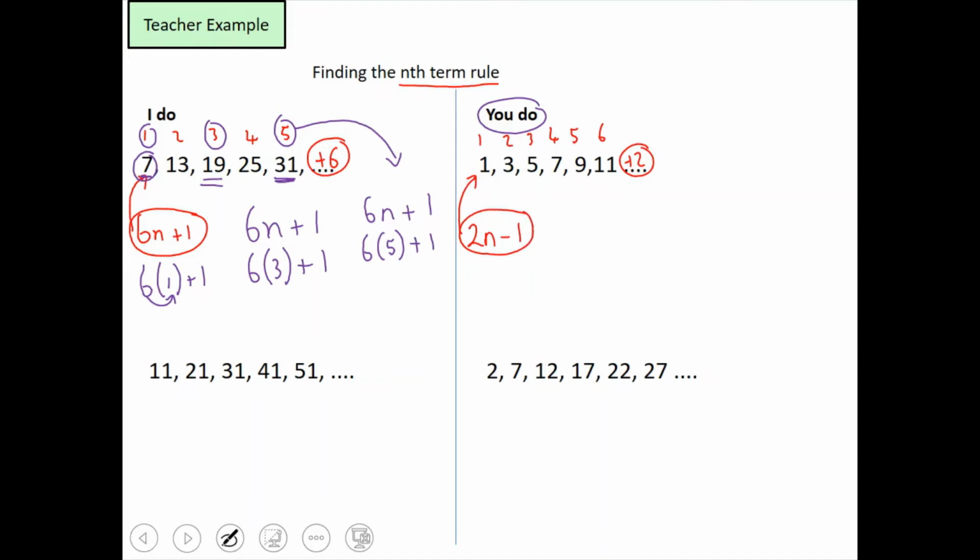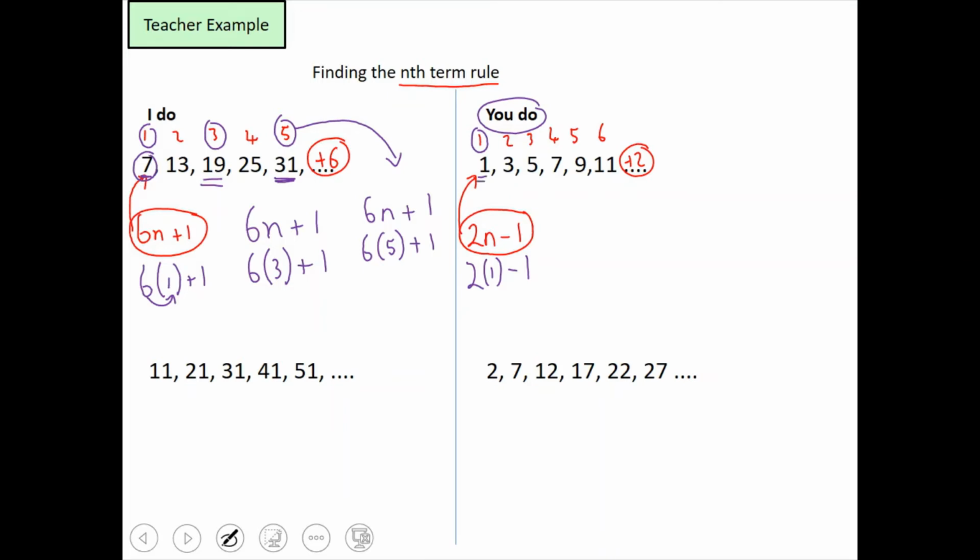Like we did previously, I want to check if this works out for these different terms. Let's start off with the first term up there. I'm going to replace the n with the number 1. So this is my nth term rule, 2 up here, and I replace the n with the number 1 in the brackets, and minus 1. So 2 times 1 is 2, minus 1, and we've got 1 up here.